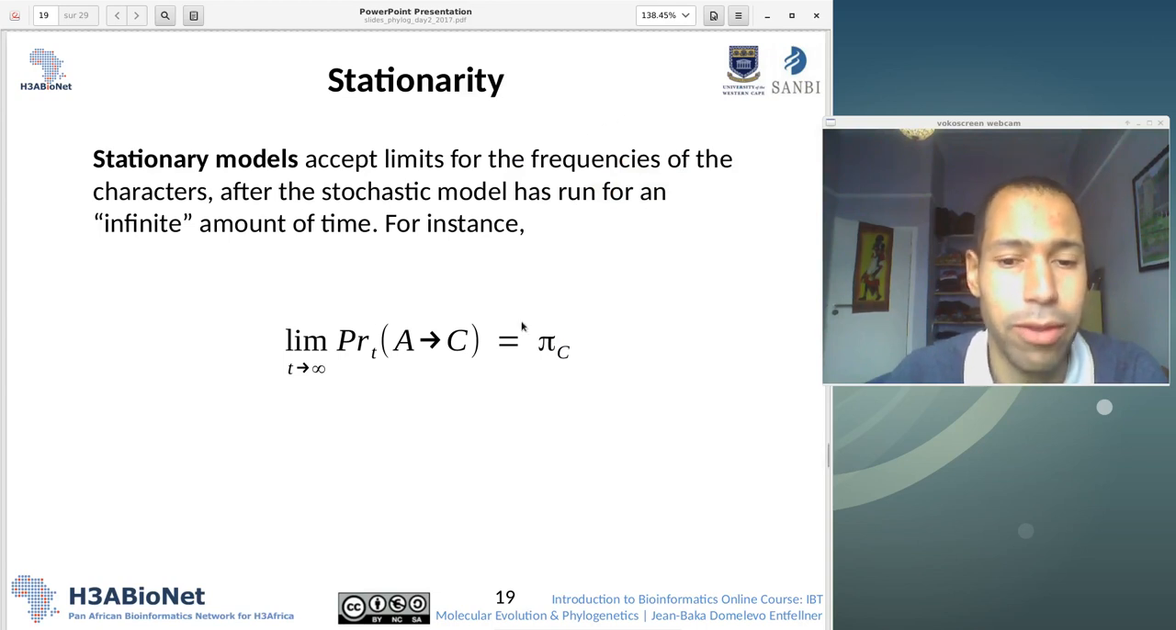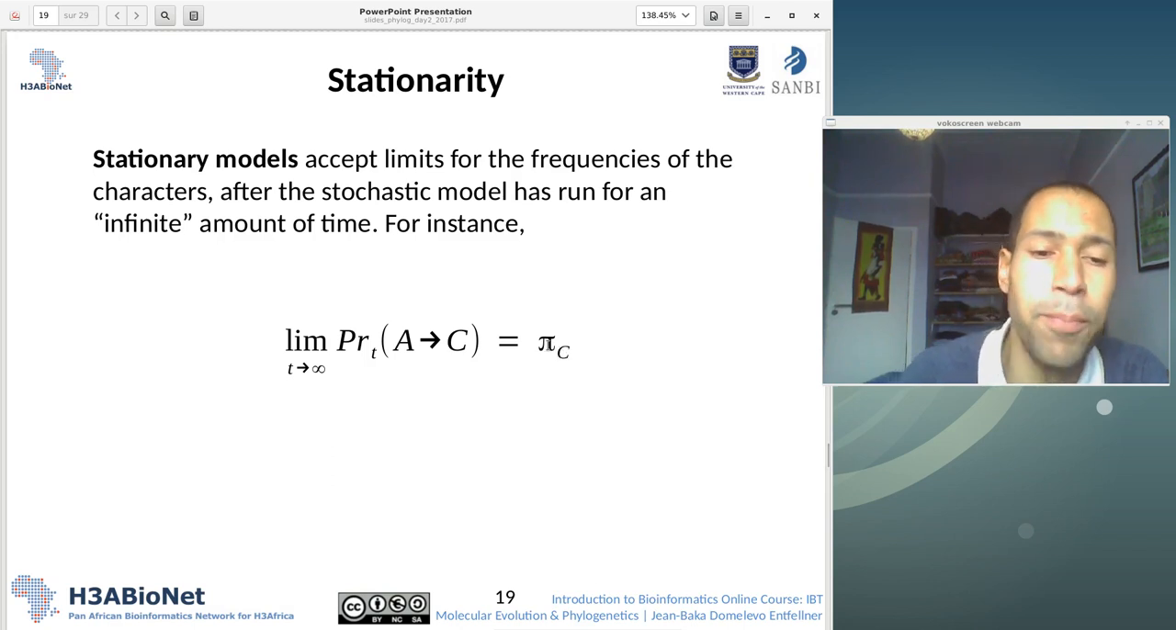Okay, so I'm going to modify this slide a little bit, so the version you'll have will be slightly different from this one. What is important to consider is that the probability to get a C after a long period of time does not depend on the original nucleotide. It would be the same if I replace this with a G, or this with a T, or this with a C even. You would have the very same right-hand side to this equation, and this pi of C depends only on C.